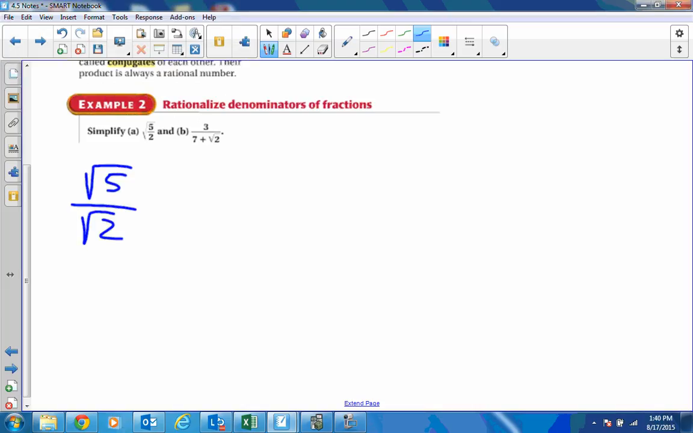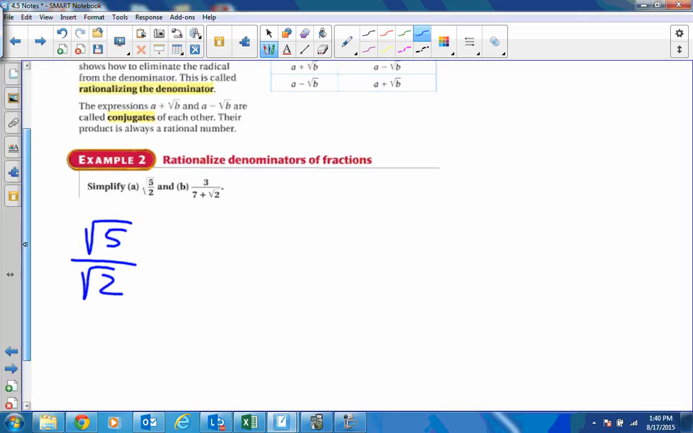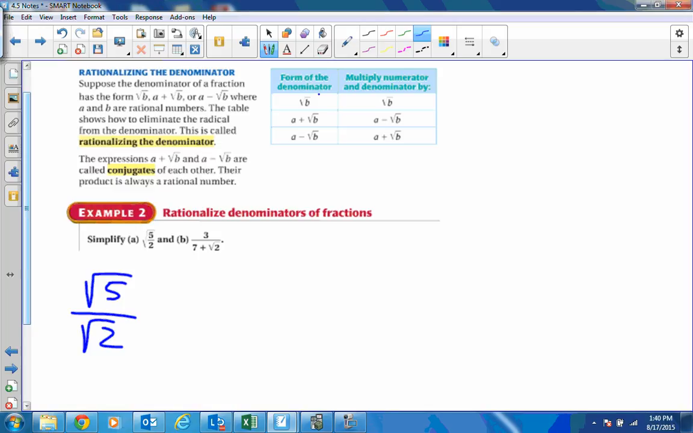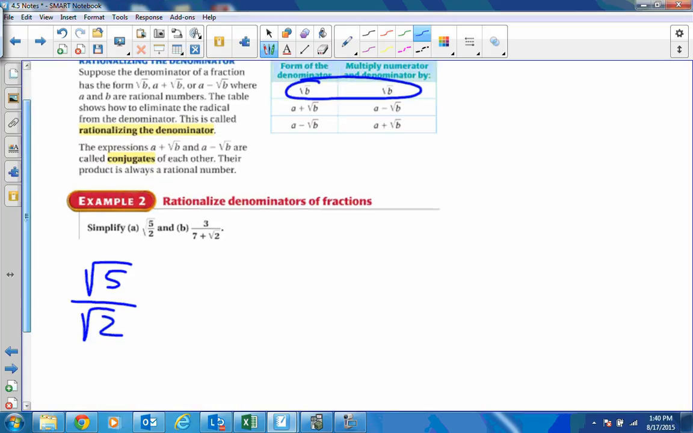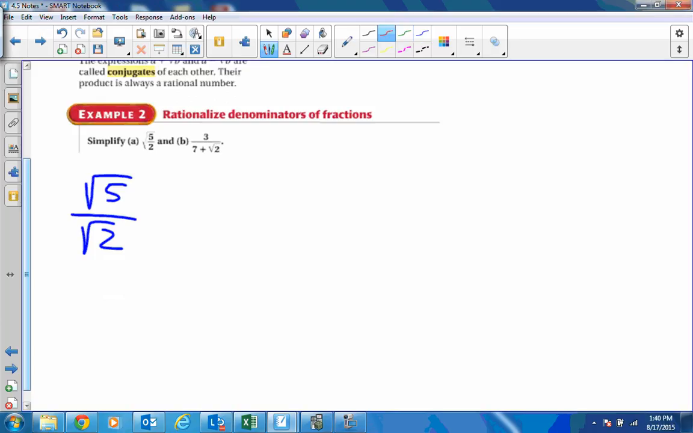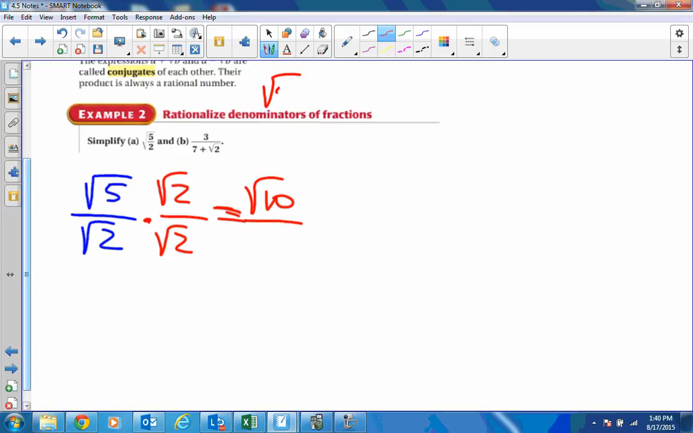If it's in the form of square root of b, then you just want to multiply by it, the same thing, because that'll cancel it out. So what we want to do is multiply by what's in the denominator, which is square root of 2. On top, square root of 5 times square root of 2 is square root of 10. And on bottom, square root of 2 times square root of 2 is square root of 4, which is just 2. So the answer is square root of 10 over 2.